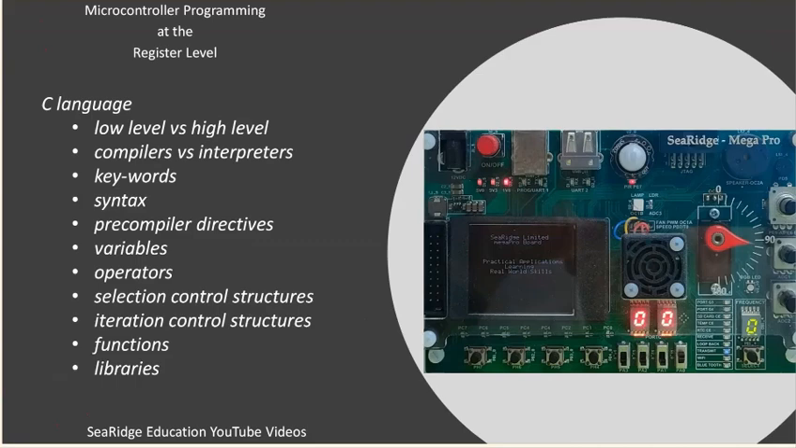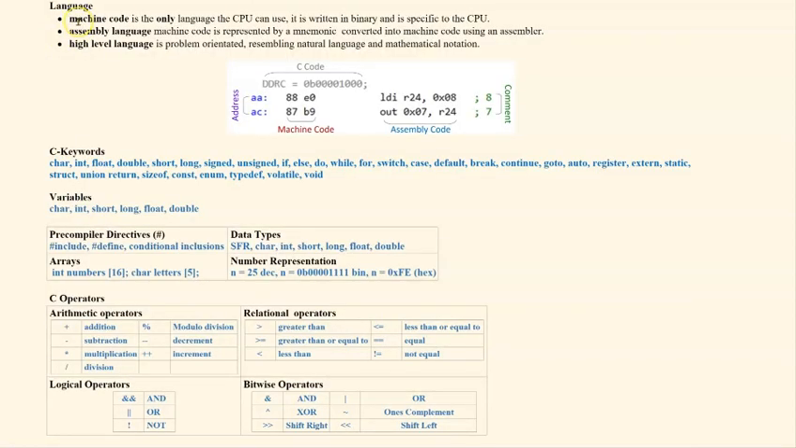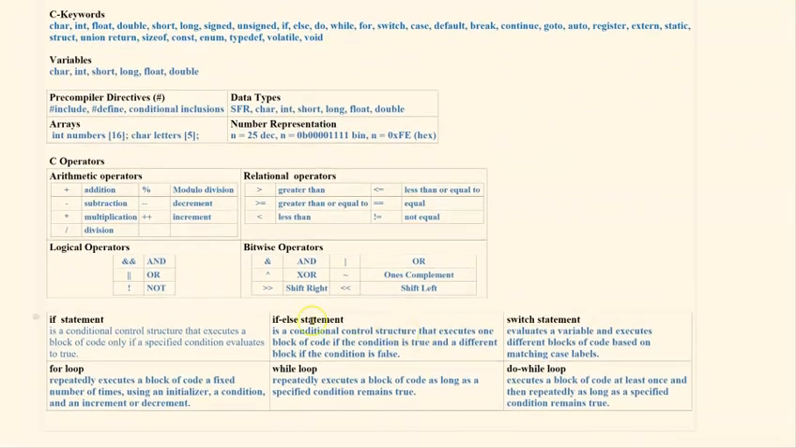I review the C language. We look at low level and high level languages, compilers and interpreters. I look at C keywords and syntax, pre-compiler directives, variables, operators, selection and iteration control structures, functions and libraries. So we explain machine code, assembly language and high level languages, C keywords, variables, pre-compiler directives, data types, arrays, number representation, C operators, and then the control statements.